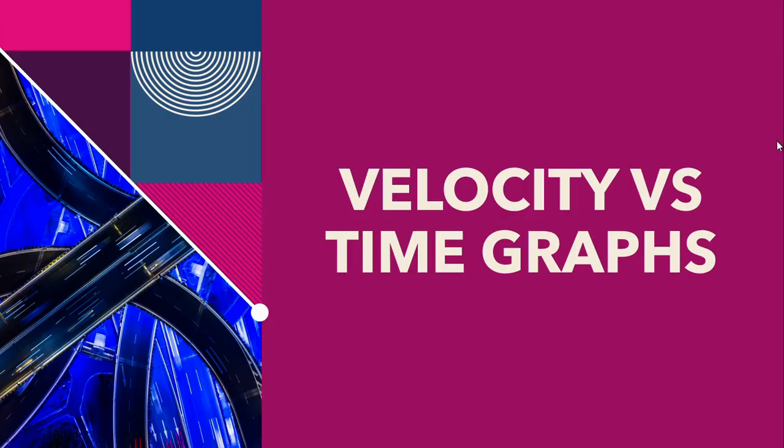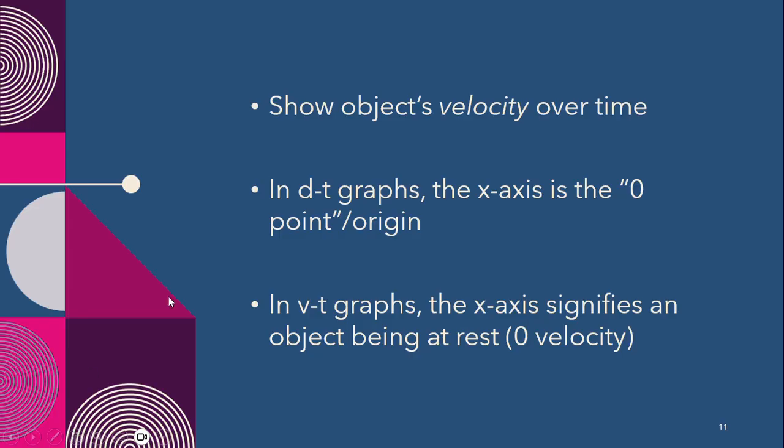So now let's look at velocity time graphs. These graphs show an object's velocity over the course of time. So while in a displacement time graph, the x-axis signifies the origin or the starting position, in velocity time graphs, the x-axis signifies zero velocity, which means an object is at rest. So for some examples, let's take a couple of our previous displacement time graphs and draw the velocity time graphs for them.